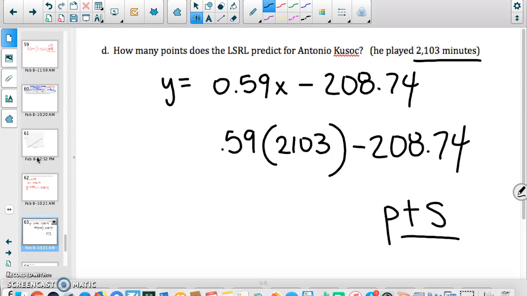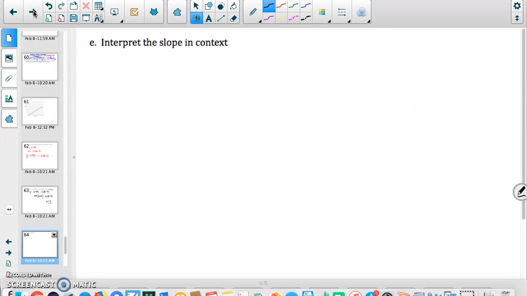And you might want to look back to your classwork from Thursday, because this was question letter F, and you predicted how many points Antonio would get then. Now, whatever answer you get here is more accurate. It's a better prediction, so it's more likely to be correct than your previous prediction, because now we have the best line of best fit. So type that into your calculator.